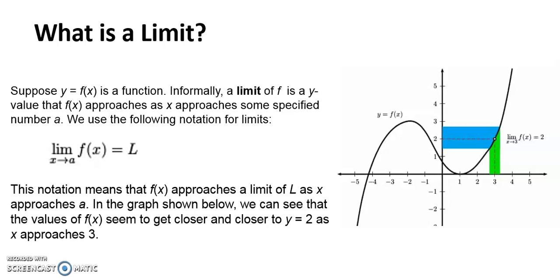In the graph shown here, we can see that the value of f of x seems to get closer and closer to y, that is 2, as x approaches 3. Now you can clearly see that the output of this function is 2 when the graph is reaching towards 3. When the value of x is approaching towards 3, the final output, that is L, will be 2. So this is how we can say that the limit of this function is 2.